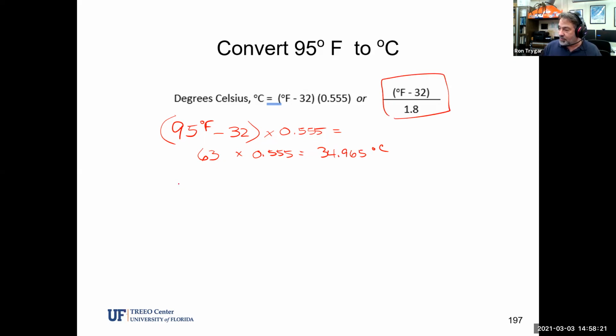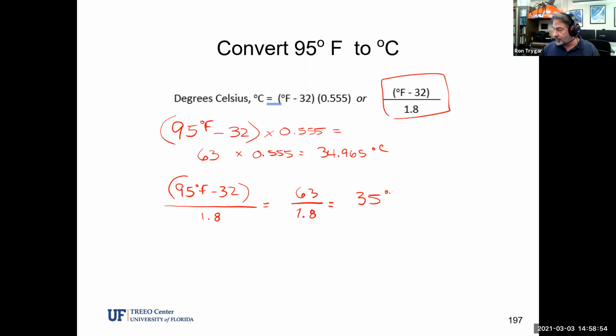And let's try that. So it's 95 degrees Fahrenheit, subtract 32. Remember, that's in parentheses, so we're going to do that first. And then that product will be divided by 1.8. So there's just a conversion factor here. So 95 minus 32, again, that was 63. Divide 63 by 1.8. And I get, right on the money, 35 as an exact answer.